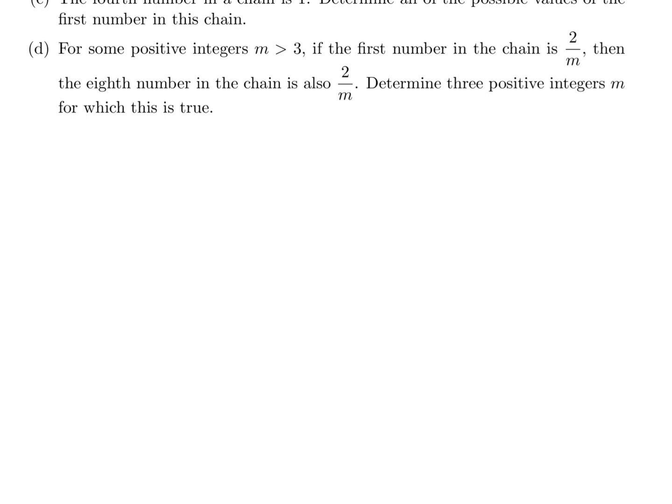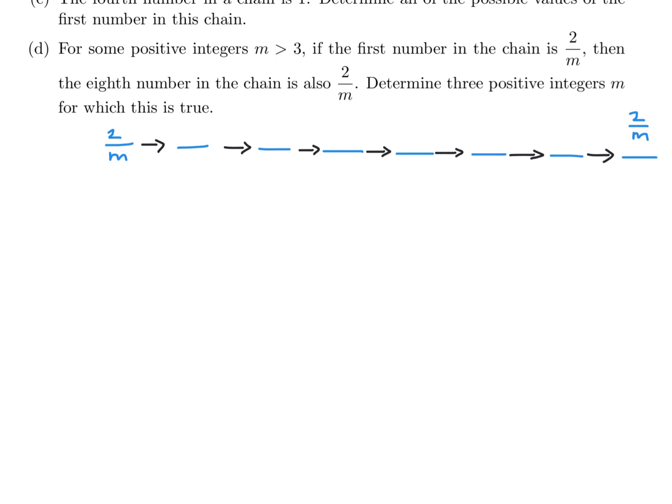For some positive integers m greater than 3, if the first number in the chain is 2 over m, then the 8th number in the chain is also 2 over m. Determine the 3 positive integers m for which this is true. What they are saying is you have initially a number, and they're calling it 2 over m. And then eventually, 1, 2, 3, 4, 5, 6, 7, and 8. This 8th number is also going to be equal to 2 over m. So those are the conditions to go from 2 over m all the way back to 2 over m again. And they're saying, for what value of m does this happen?